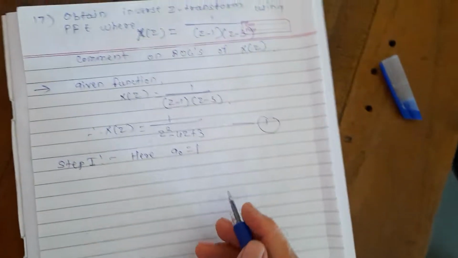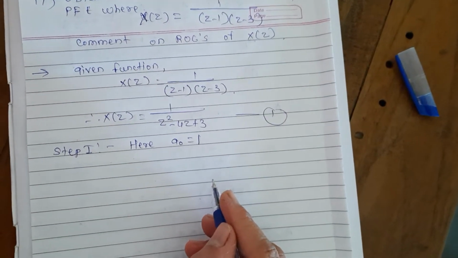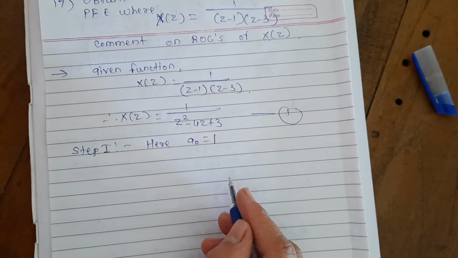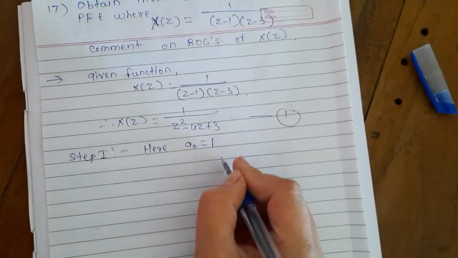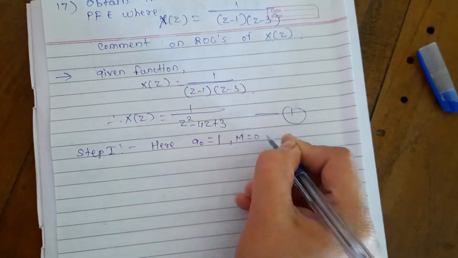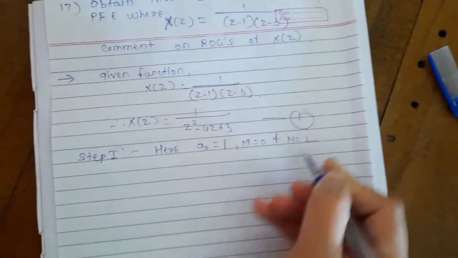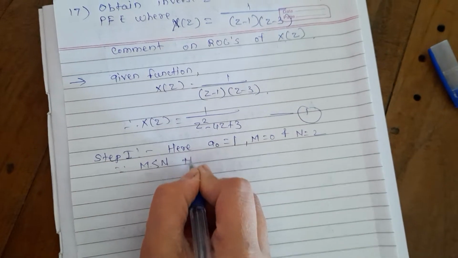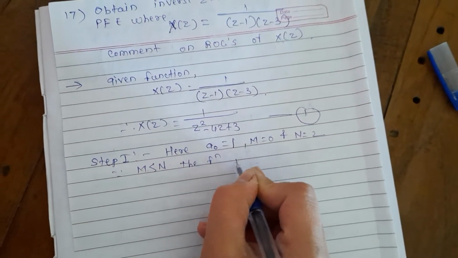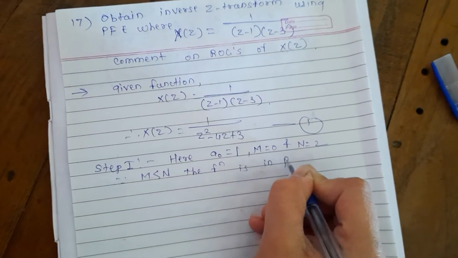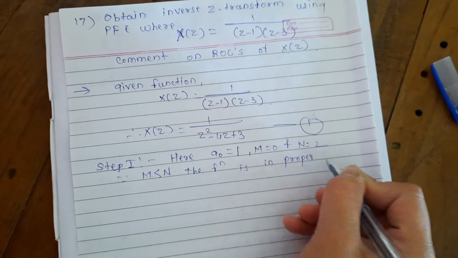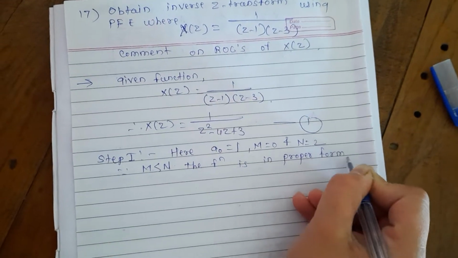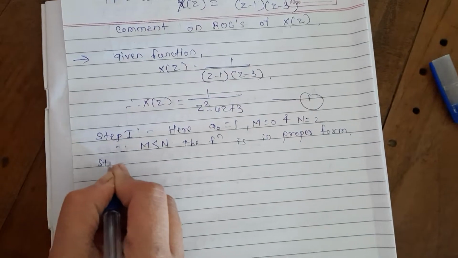So here a0 is equal to 1, m is equal to 0 and n is equal to 2. Since m is less than n, the function is in proper form. Next is step 2.